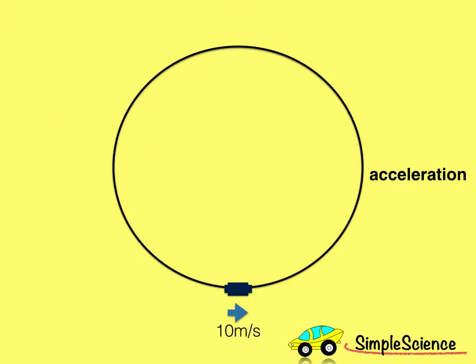Also, this can be taken into consideration in circular motion. For example, this car is moving around a perfect circle at a constant speed of 10 meters per second. It is accelerating, although its speed is staying the same, because its direction is changing. Okay? Now, let's get to some maths.